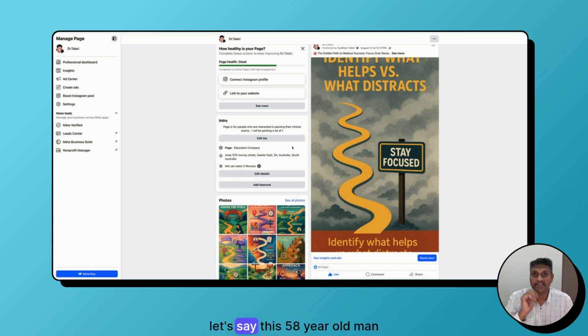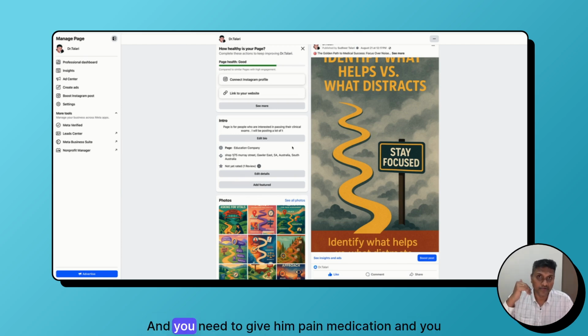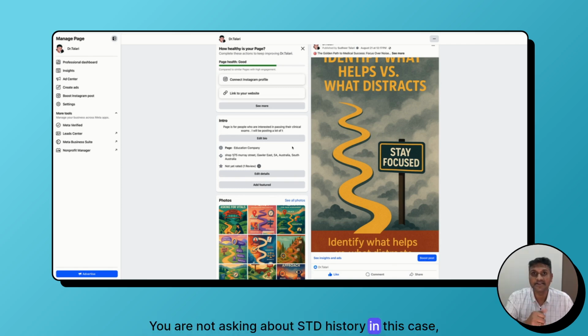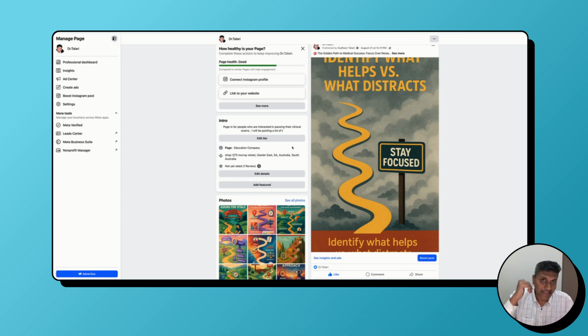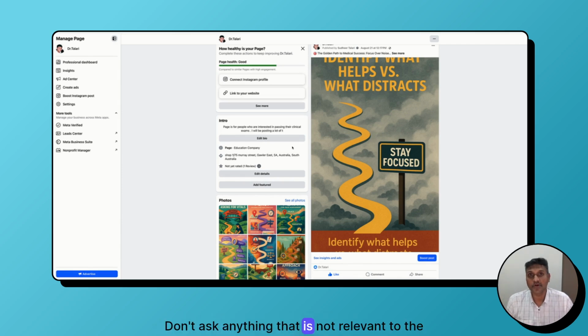For example, let's say this 58-year-old man had a pain in the arm. So you need to do an X-ray because he had a fall and the fall happened at work, and you need to give him pain medication and you need to treat the case. You are not asking about STD history in this case. So don't get distracted. Ask what is relevant, and if you believe anything else is relevant to that, ask it. Don't ask anything that is not relevant to the case. Don't waste your valuable time.